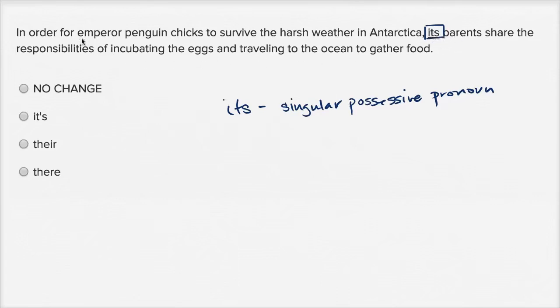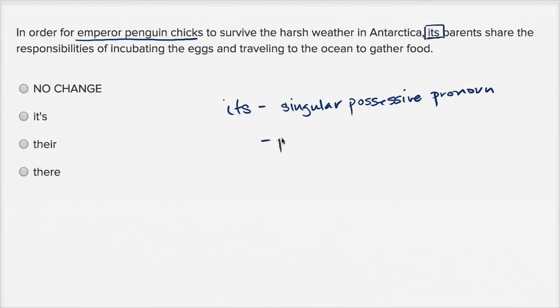In order for emperor penguin chicks to survive. So we're talking about many penguins' parents. So it doesn't make sense to have a singular possessive pronoun. The singular possessive pronoun would make sense if it said, in order for an emperor penguin chick to survive the harsh weather in Antarctica, its parents. So if they're just talking about one chick, but they're talking about many chicks.